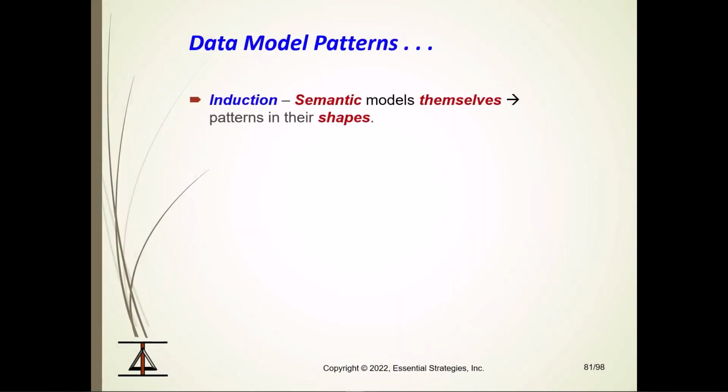Now, there are two kinds of data model patterns. Induction, which examines the semantic models themselves to discover patterns in their shapes. This is how I had to do it the first time when I went through all this. Understand that this is hard to do. Deduction takes advantage of published patterns to find similar shapes in what's in your model. This is much easier.